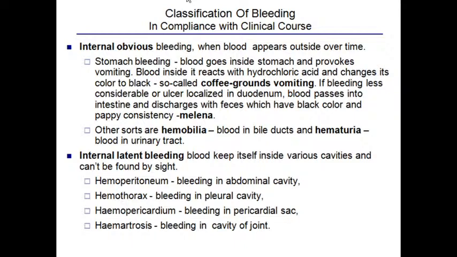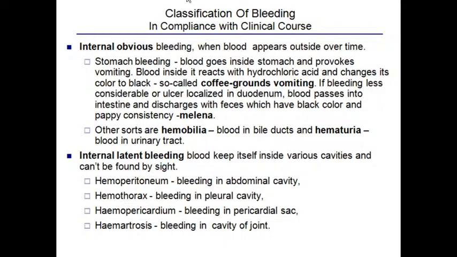Classification of bleeding in compliance with clinical course. Internal obvious bleeding, a more detailed explanation. What is internal obvious bleeding? It is bleeding when blood appears outside over time. As an example, we can discuss stomach bleeding, when blood goes inside the stomach and provokes vomiting. Blood inside the stomach reacts with hydrochloric acid and changes its color to black, so-called coffee grounds vomiting.